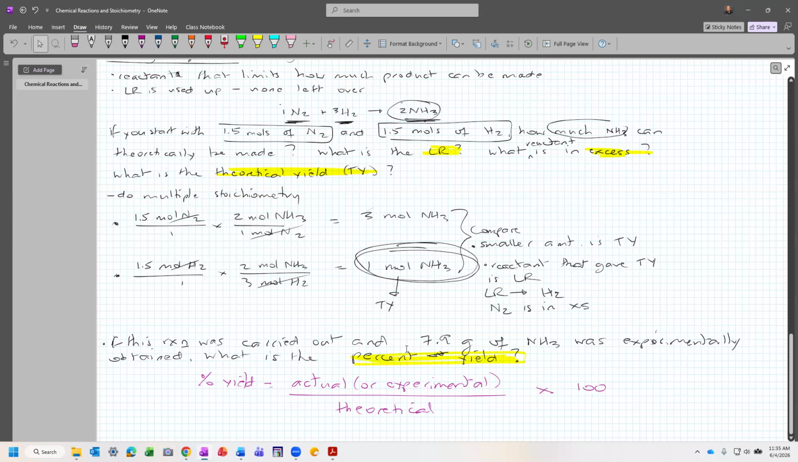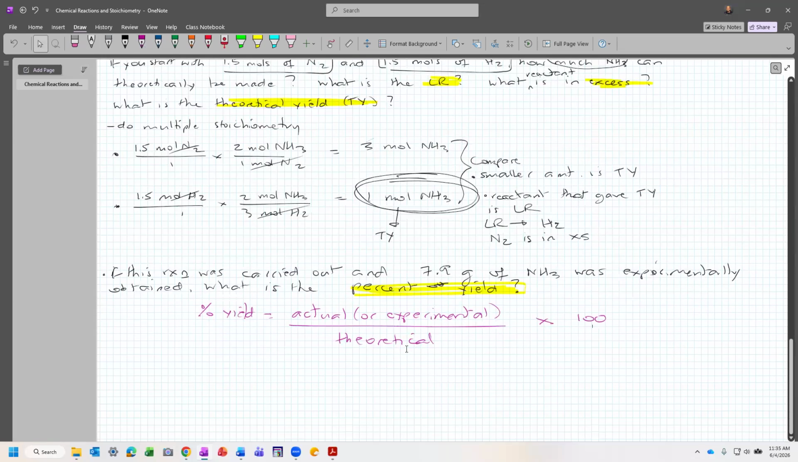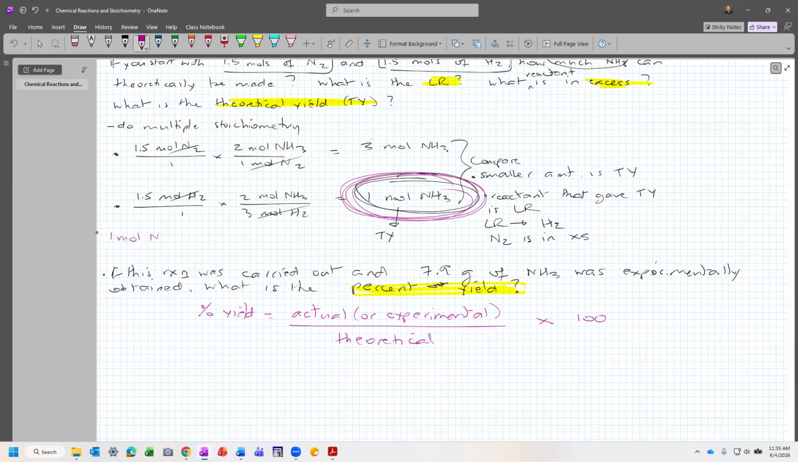So we just need two numbers to actually do this. How much did we get from doing the experiment compared to how much we should have gotten? Well, we calculated the theoretical above, so 1 mole of NH3 is what we should have gotten. We can convert that to grams using the molar mass. So 1 mole of NH3, nitrogen is 14 plus 3, so that should be about 17.02 grams of NH3. So I've converted the theoretical yield in moles to the theoretical yield in grams.